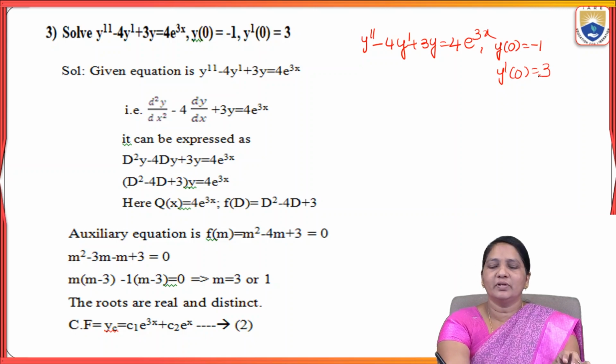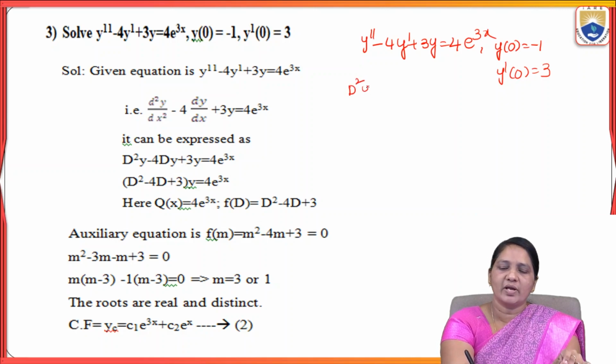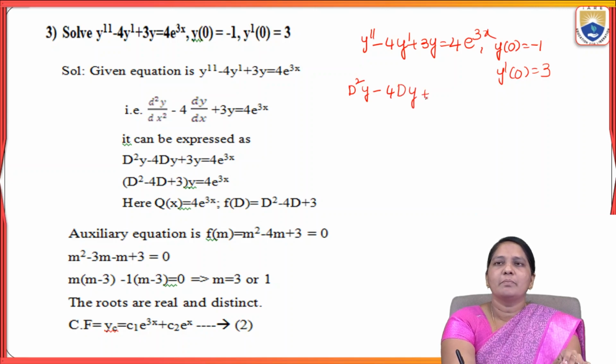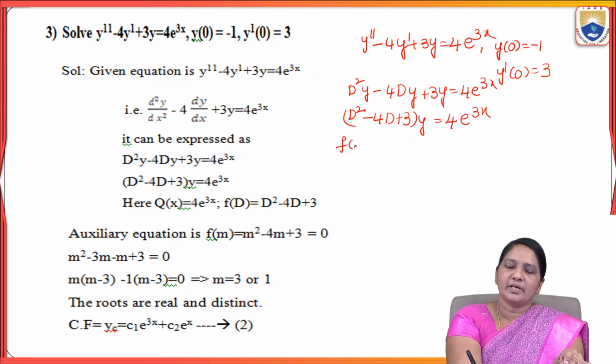So first of all, for the given equation, we will follow the procedure we did for the previous problem. So first, the given equation we can write: y double dash means D square, so D square y minus 4 into y dash, which is Dy, plus 3 into y is equal to 4 into e power 3x. Now I am writing the operator form: (D square minus 4D plus 3) y is equal to 4 into e power 3x. So from this I can write f of D.